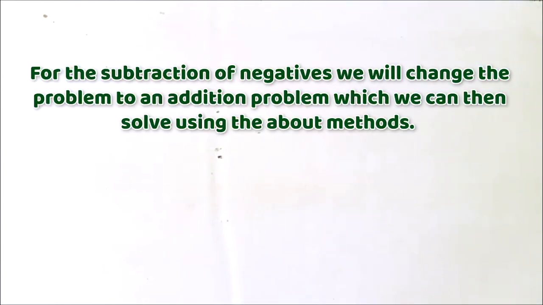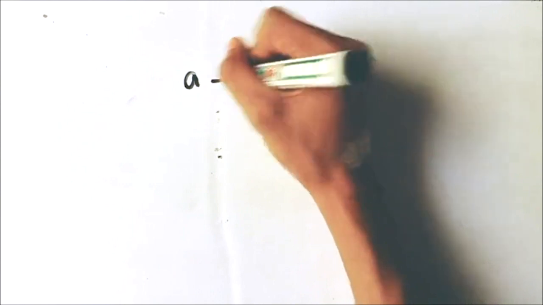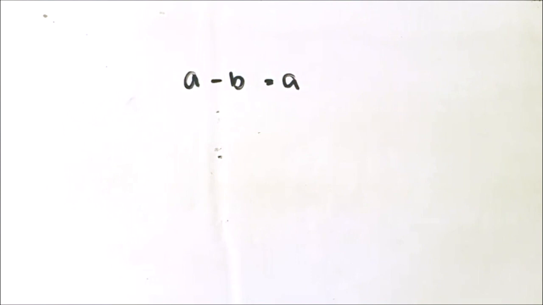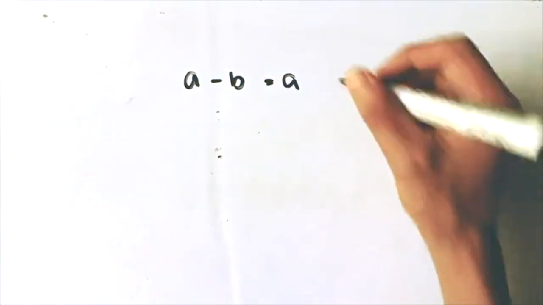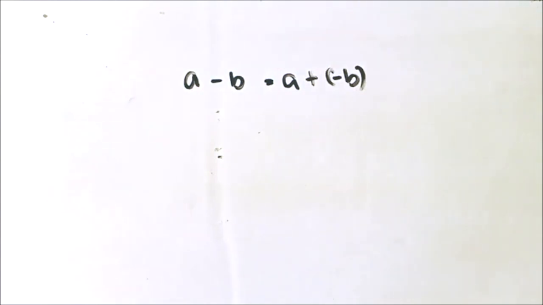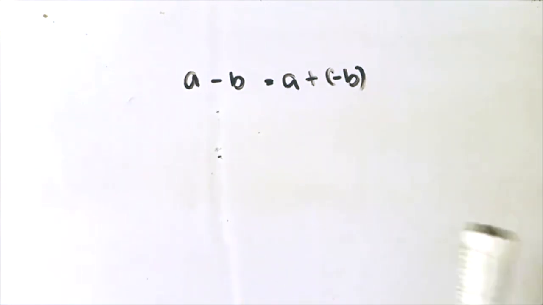So, for the subtraction of negatives, we will change the problem to an addition problem, which we can then solve using the above methods. So what it means is, for example, if we are subtracting a minus b, we will add the number and add the opposite of b. So this will become a plus negative b. The opposite of positive b is negative b, and this is still the same.